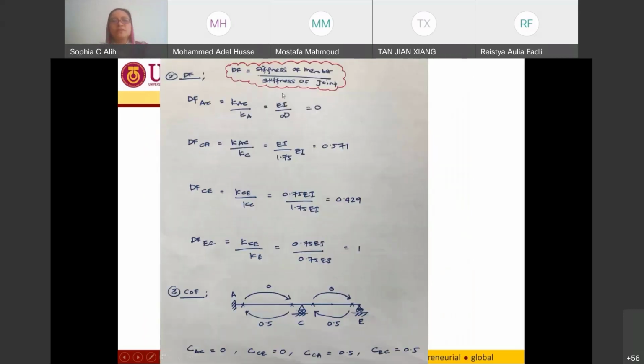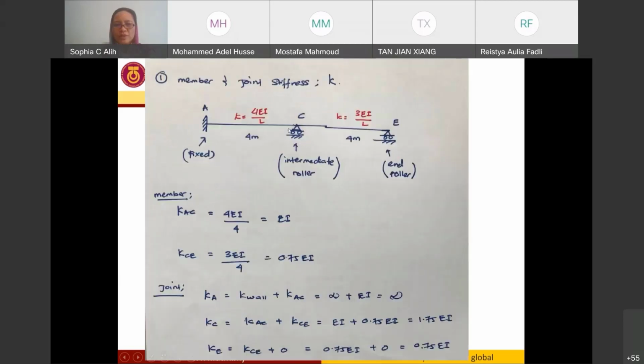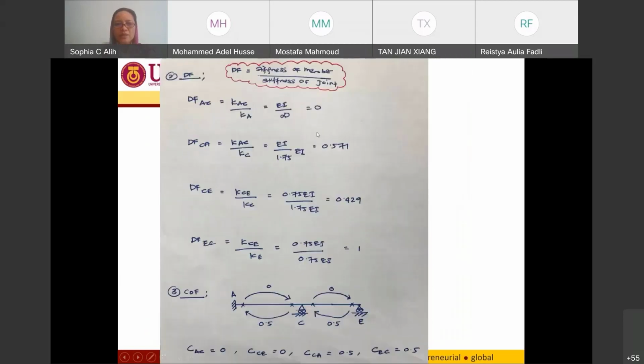After you have calculated the member stiffness and the joint stiffness, you can easily calculate the distribution factor. Then, after you have calculated the distribution factor, keep in mind that the total of the distribution factors for one joint, for example CA and CE, has to be equal to 1.